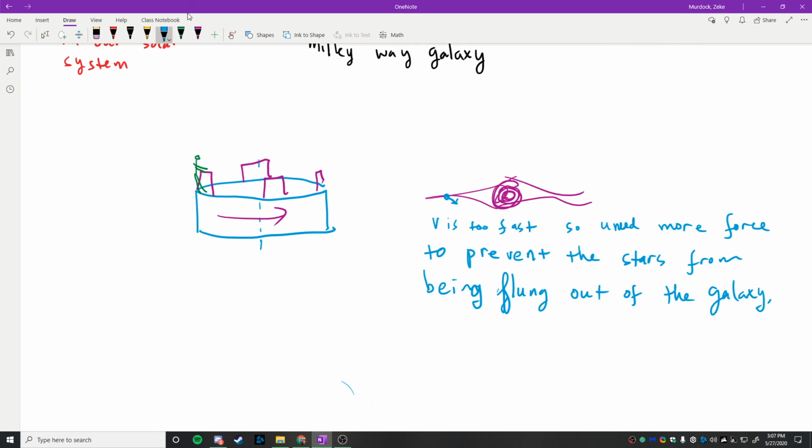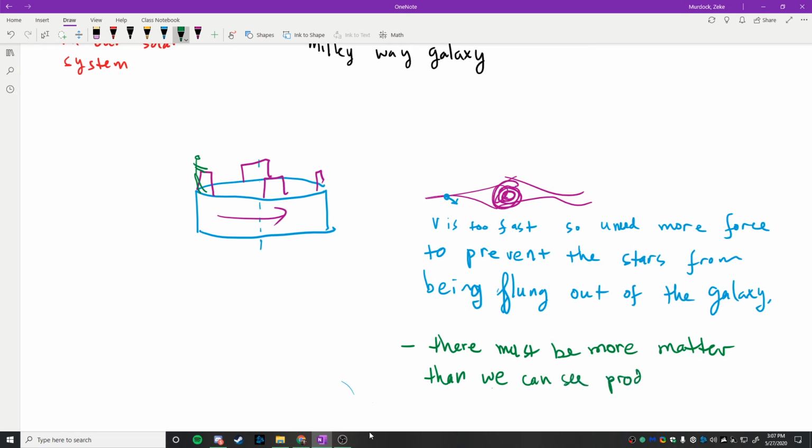So the answer that we've come up with is this. There must be more matter than we can see. Yep, so we assume that there are more bodies exerting gravity than what we at first thought existed. That's exactly right, Ash. Yep. There must be something else. So there must be more matter than we can see producing extra gravity, effectively.